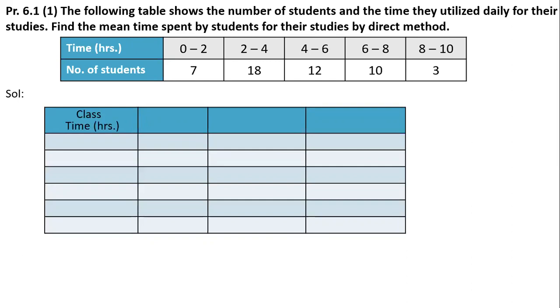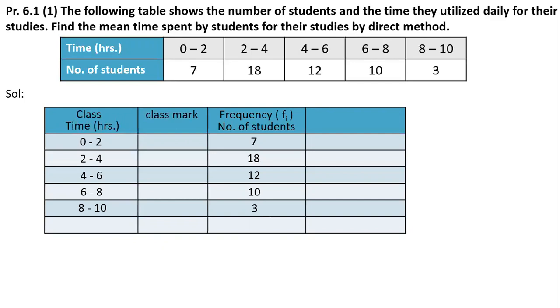The first column will be the class interval, which is time in hours given to us. It is given. So let us list 0 to 2, 2 to 4, 4 to 6, 6 to 8, 8 to 10. Then we will find out frequency, which is Fi, which is always given to us: 7, 18, 12, 10, 3. Now, if you're watching this video, I want you to pause this video here. First, draw the table, copy down this. I hope you have done that.